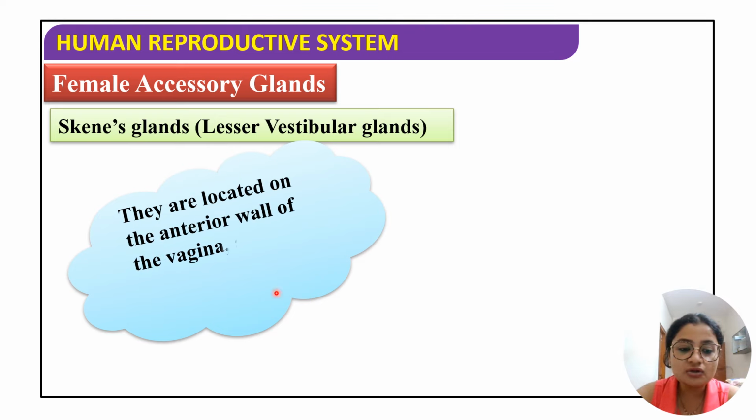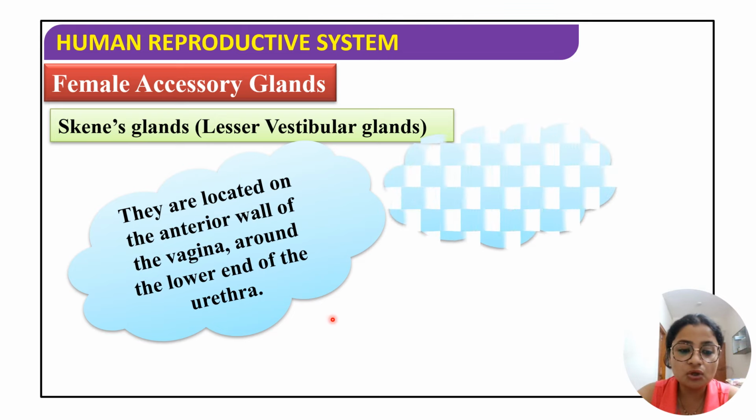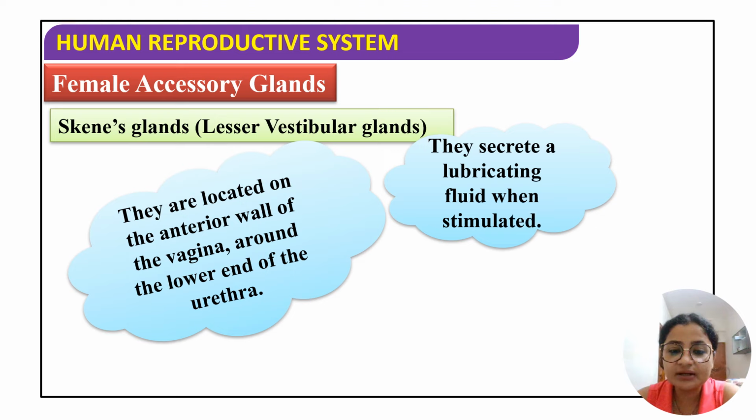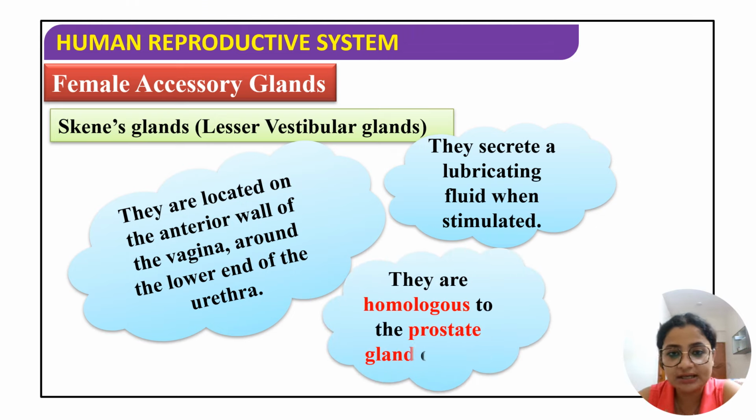So these are located on the anterior wall of the vagina around the lower end of the urethra. Lower end of the urethra मतलब cervix. Cervix के अगल बगल में होंगे, and they will secrete a lubricating fluid when stimulated. So basically lubrication of the vagina, यही होगा function. And they will be homologous to the prostate gland of the male. Prostate gland जो कि एक ही है, not in pair.